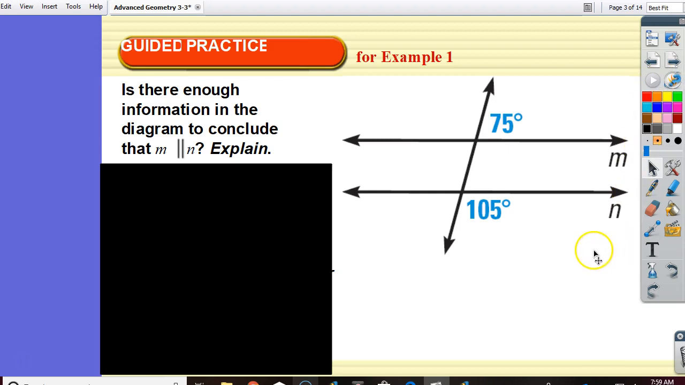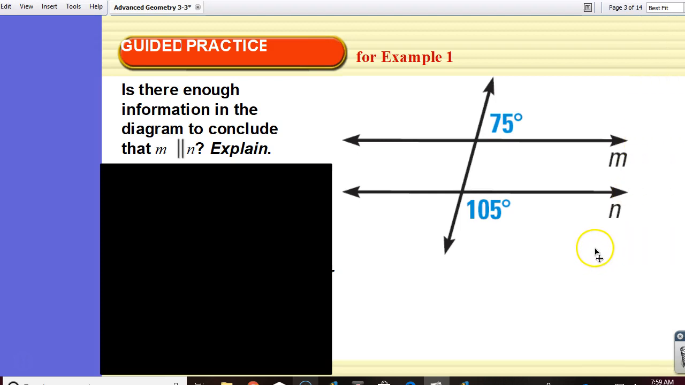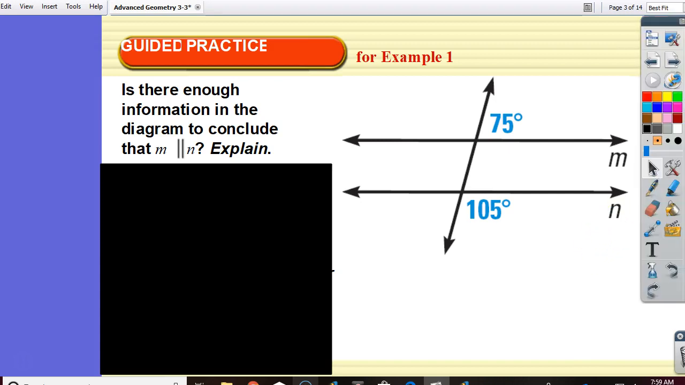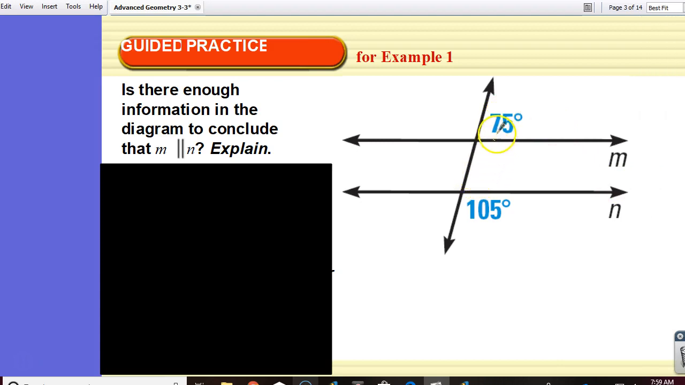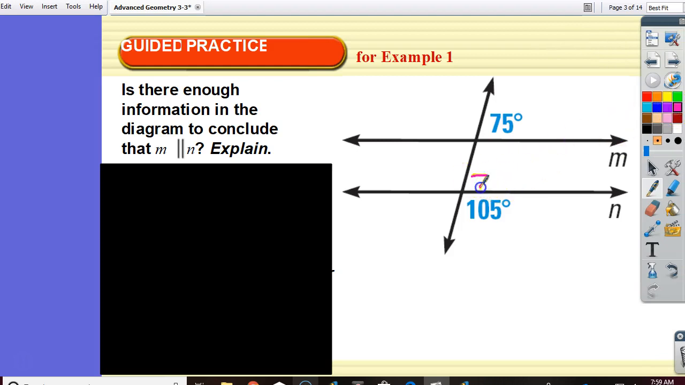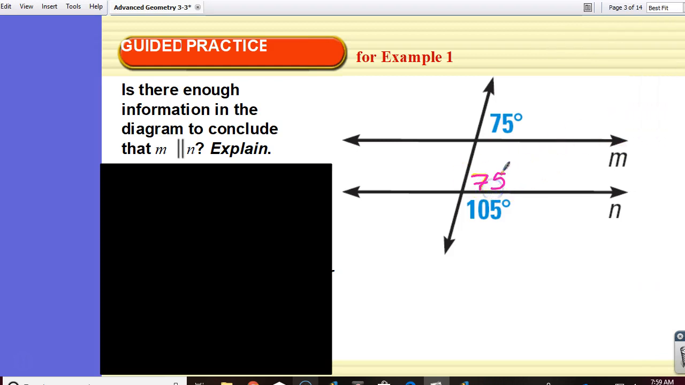Is there enough information in the diagram to conclude that line M is parallel to line N? Explain. What do we know? Do they have a relationship? Not yet. Where does 75 go? 75 could be here, right? Why? 75 and here are what? Corresponding. So, if these are corresponding, let's see, what should this be?